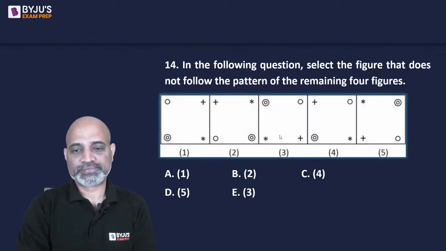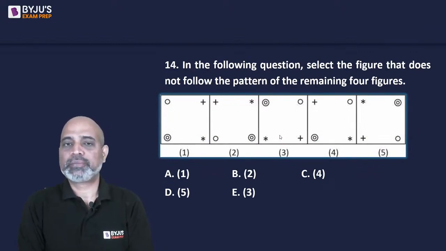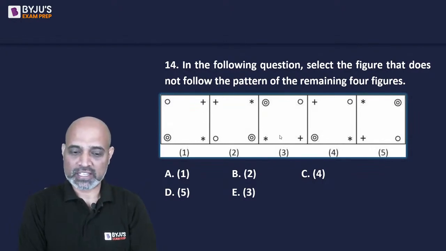Okay. Next one. In the following question, select the figure that does not follow the pattern of the remaining 4 figures. Again, same as odd one out as the previous one.